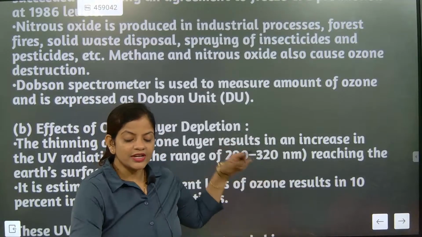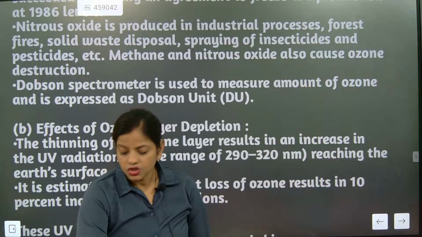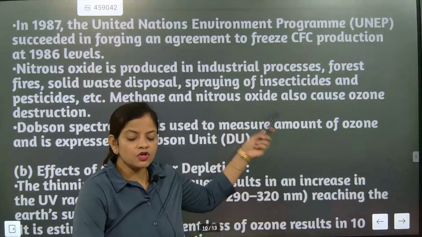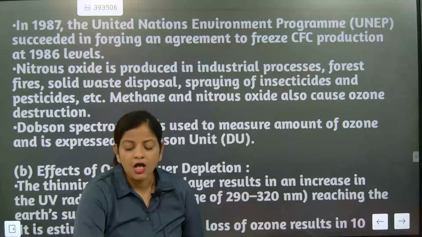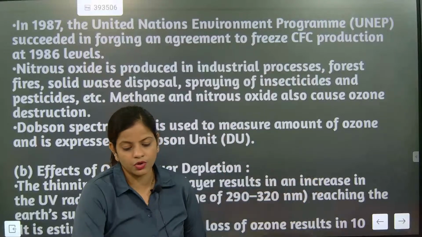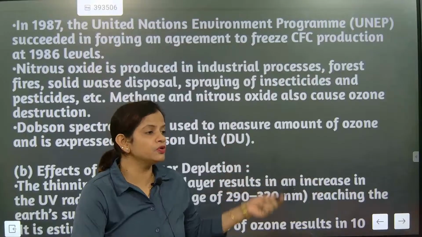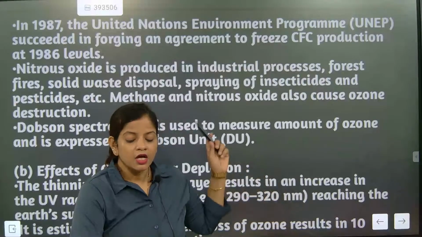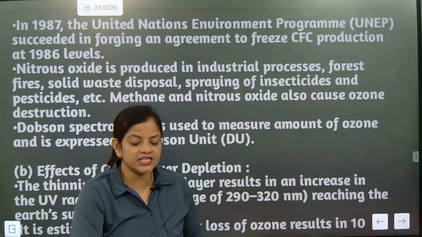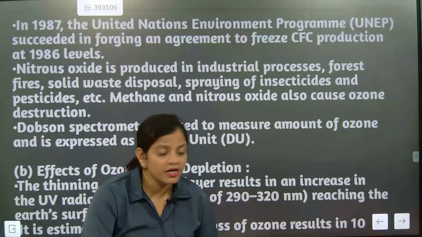What are the other factors that are destroying the ozone layer? Nitrous oxide is produced in industrial processes, so it damages ozone. Next is forest fire, which also reduces the ozone layer. Solid waste disposal, spraying of insecticides and pesticides, etc. Methane and nitrous oxide also cause ozone destruction.